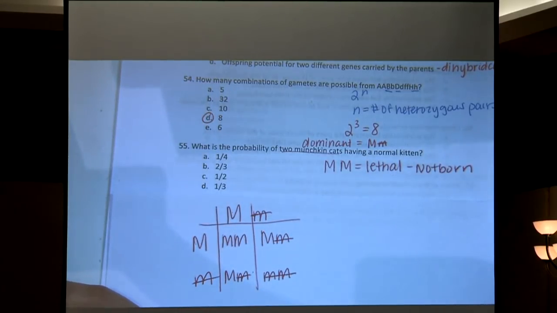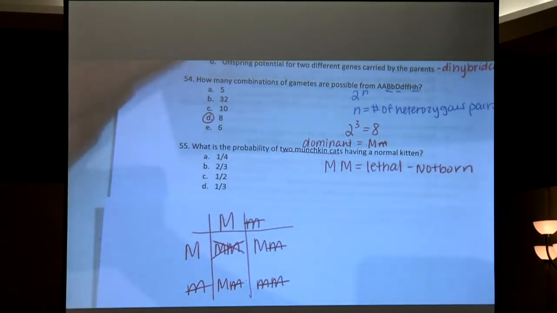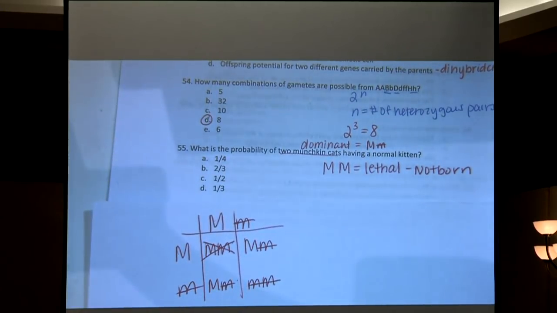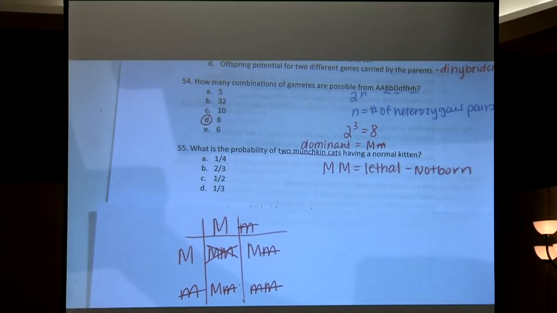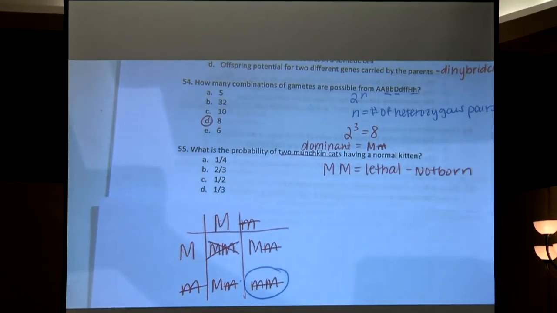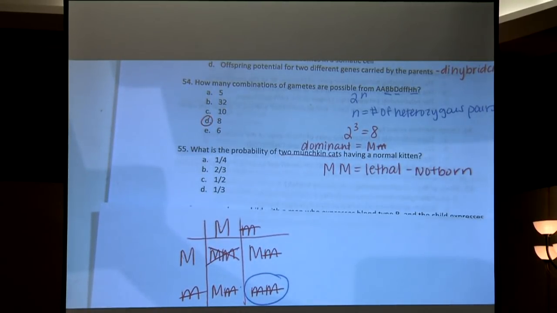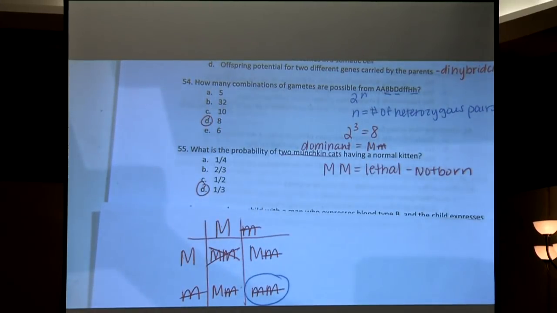So we should get a cross that looks something like this. In this case, this cat will not be born because, again, we said that is lethal. And so in this case, we're looking for the probability that they will have a normal kitten. This kitten will be the only one born that will be normal, and this probability would be 1/3.